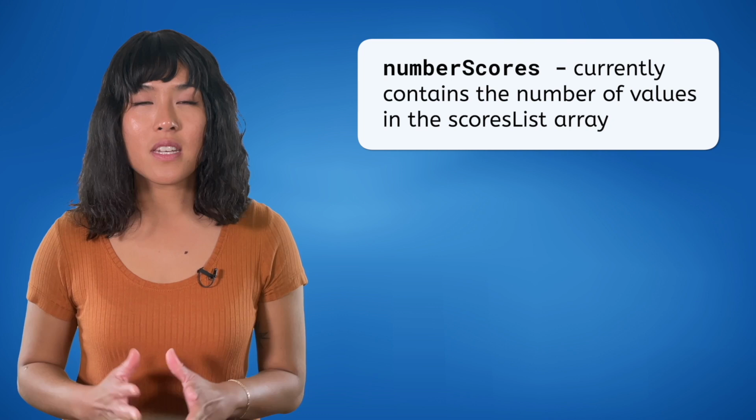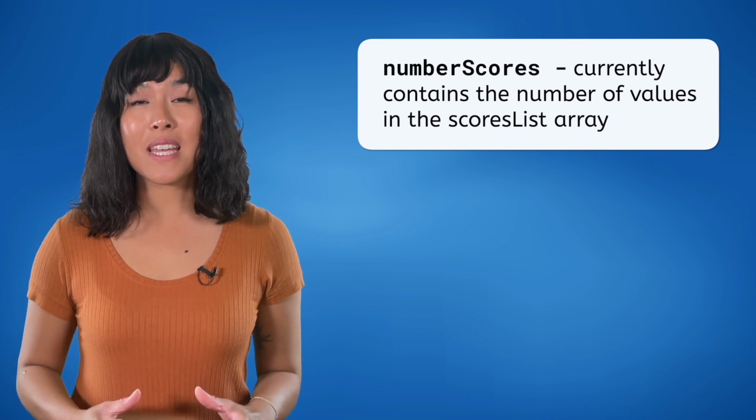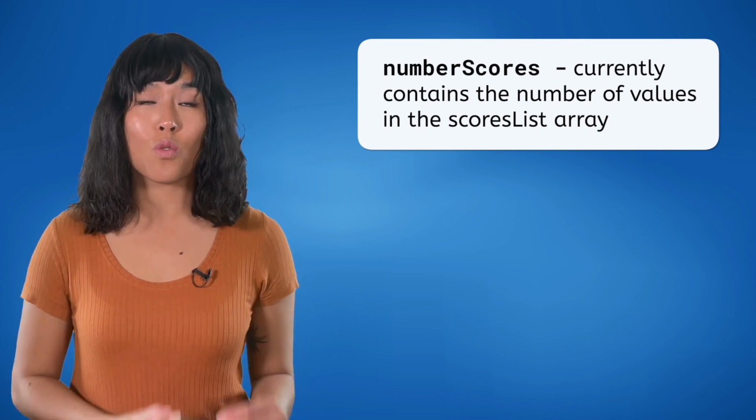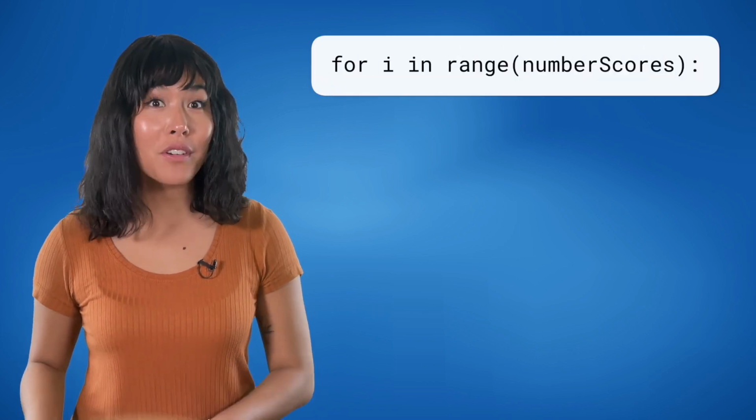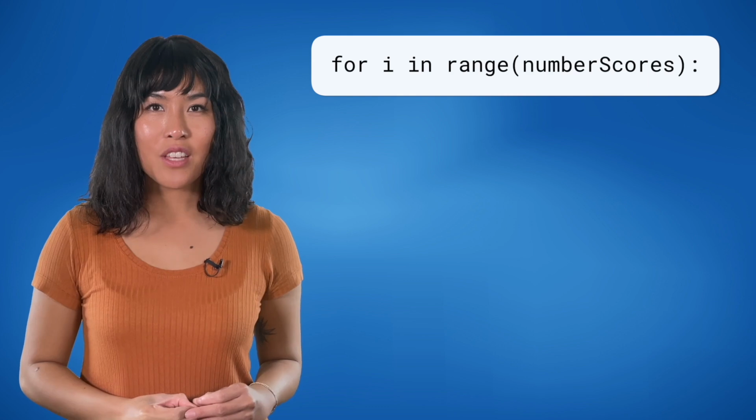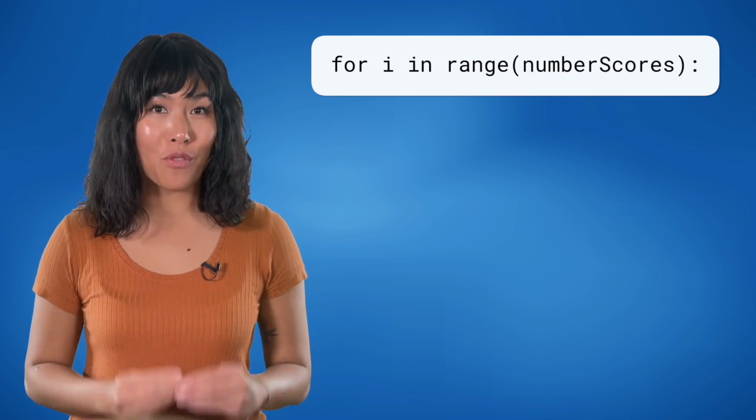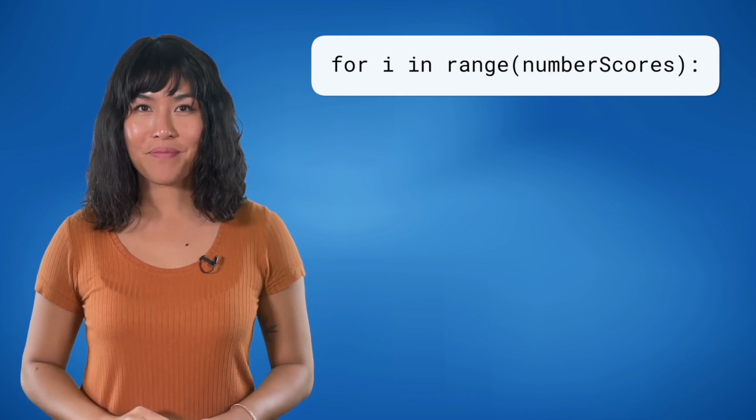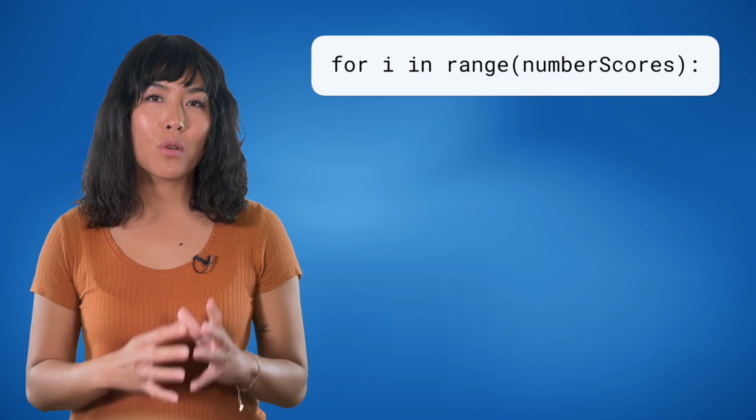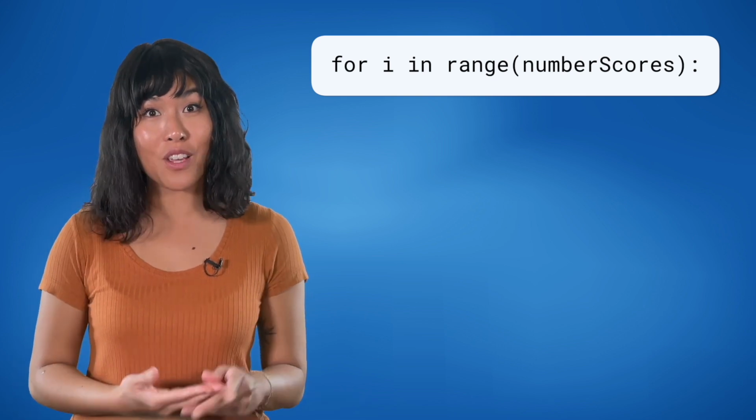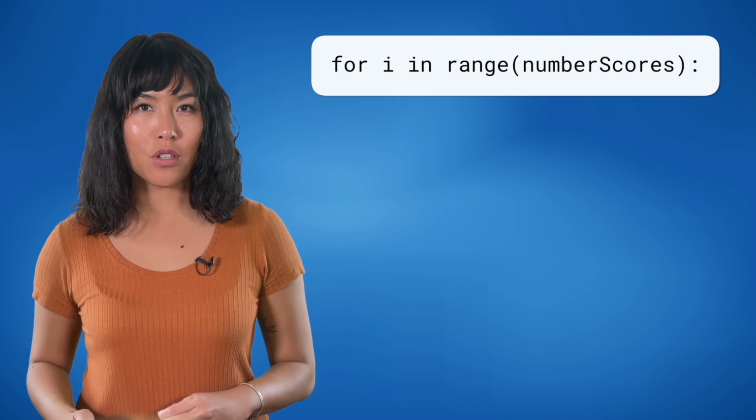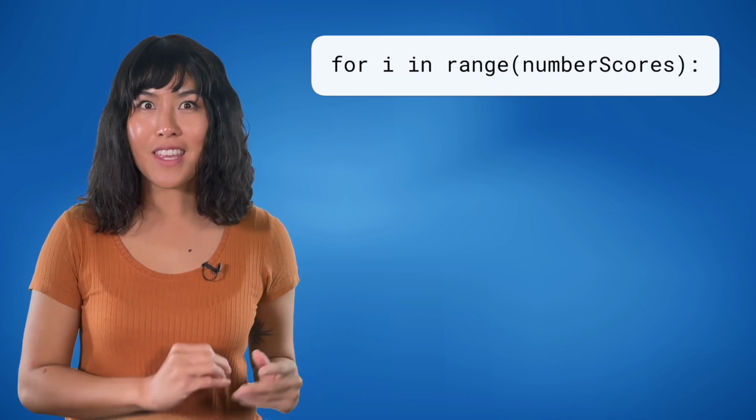Let's assume that the number scores variable gives me the number of values in the scores list array. Now we can use our range function to loop through every index in scores list using for i in range number scores. In this example, we assume number scores contains the total number of scores in the array. This loop ensures we visit every score in the array.